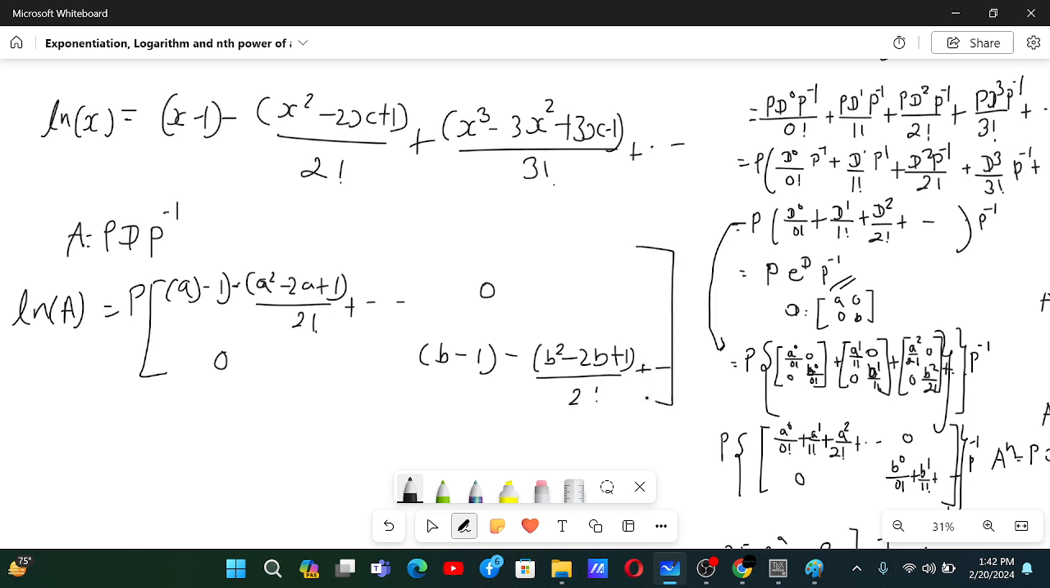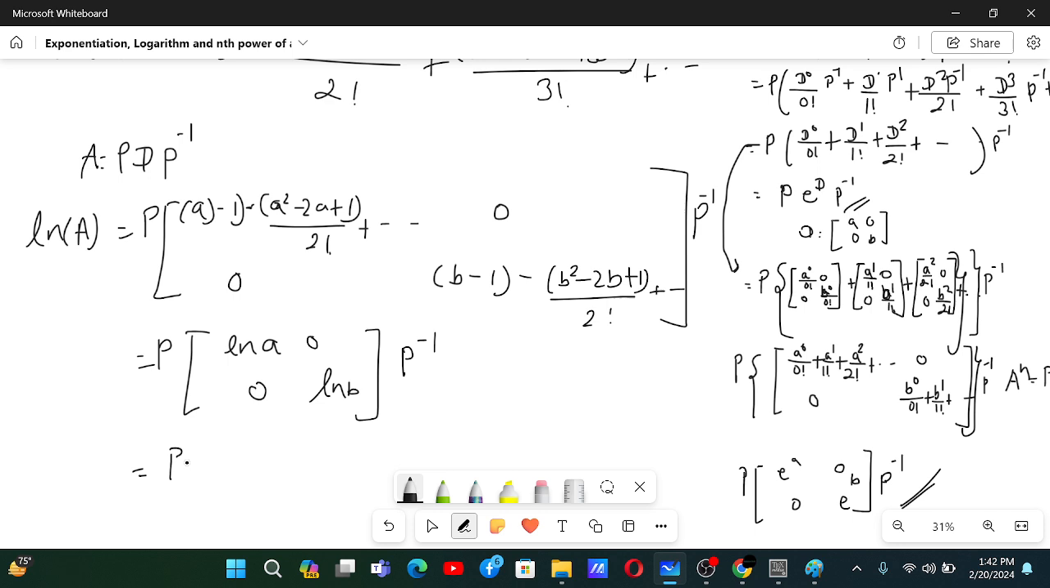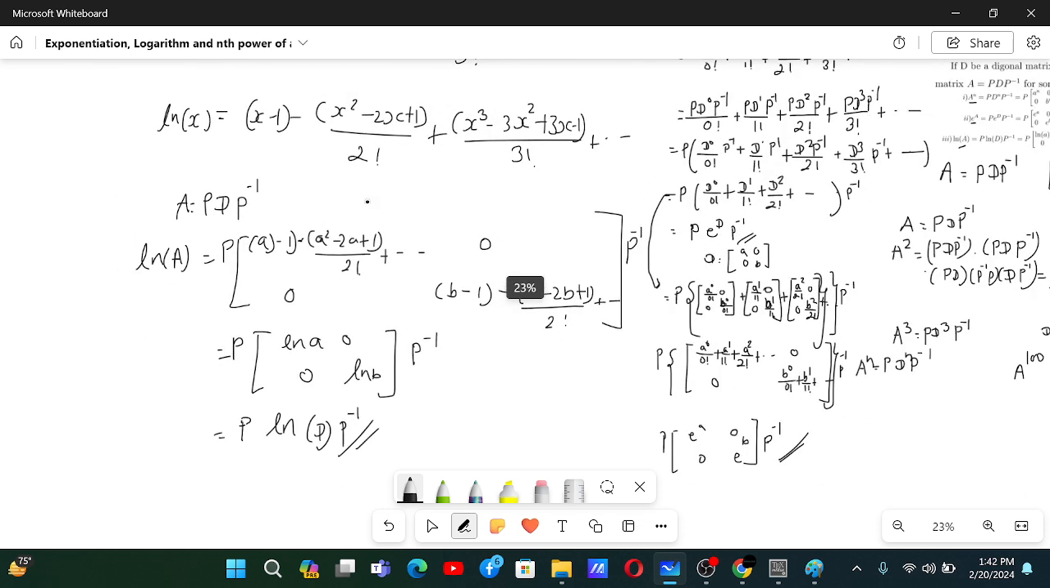That's why we again have P^-1 over here, and so we will have P times [[ln a, 0], [0, ln b]] times P^-1, and this will also be the same as P times ln of the diagonal matrix times P^-1. So we proved the last one as well.